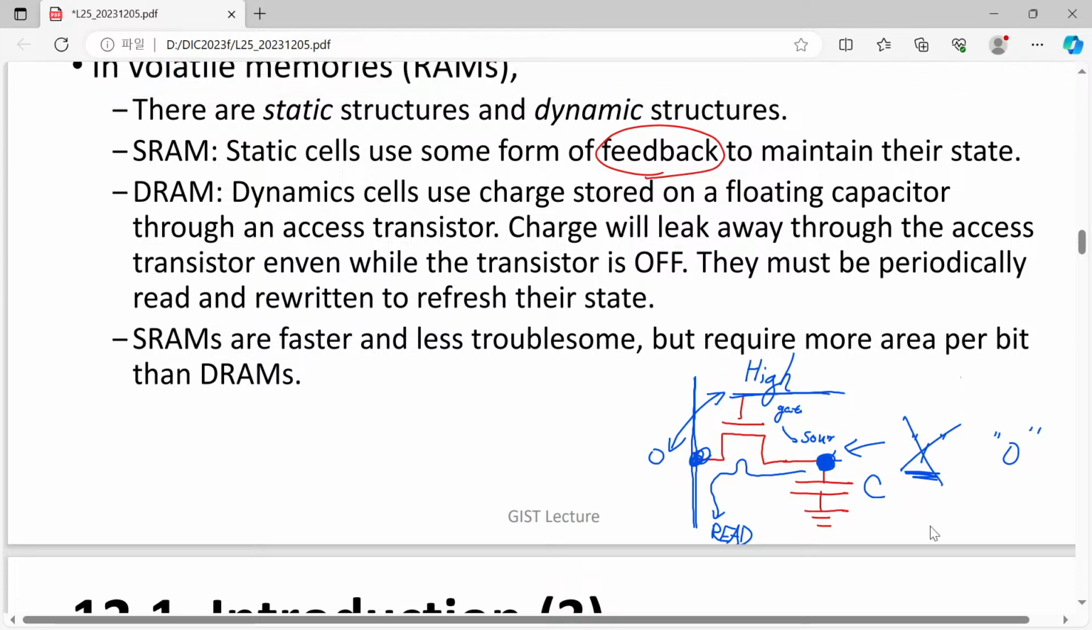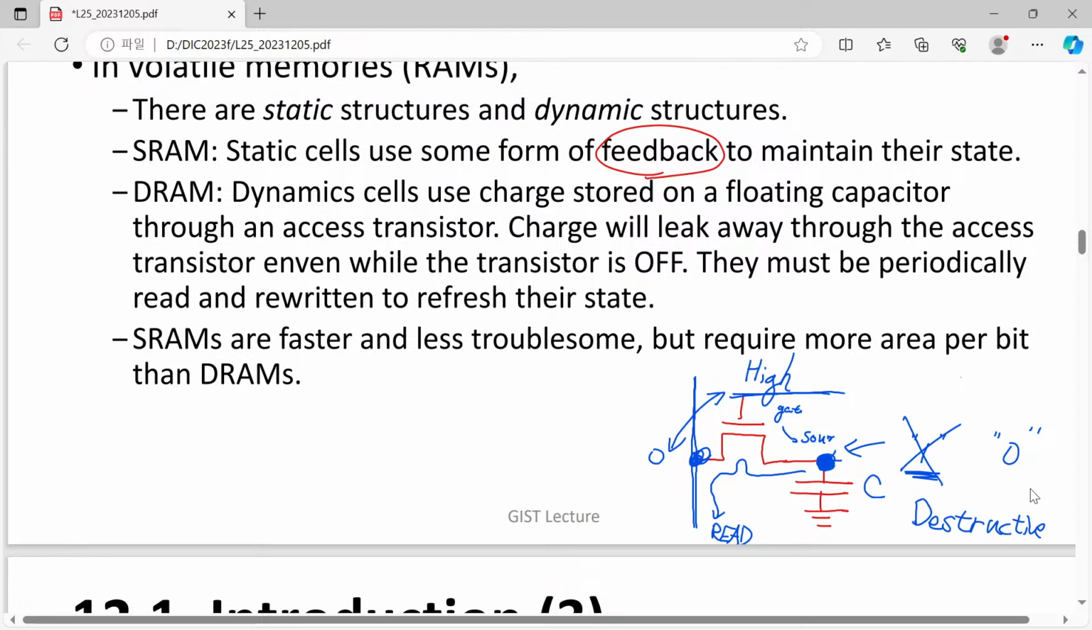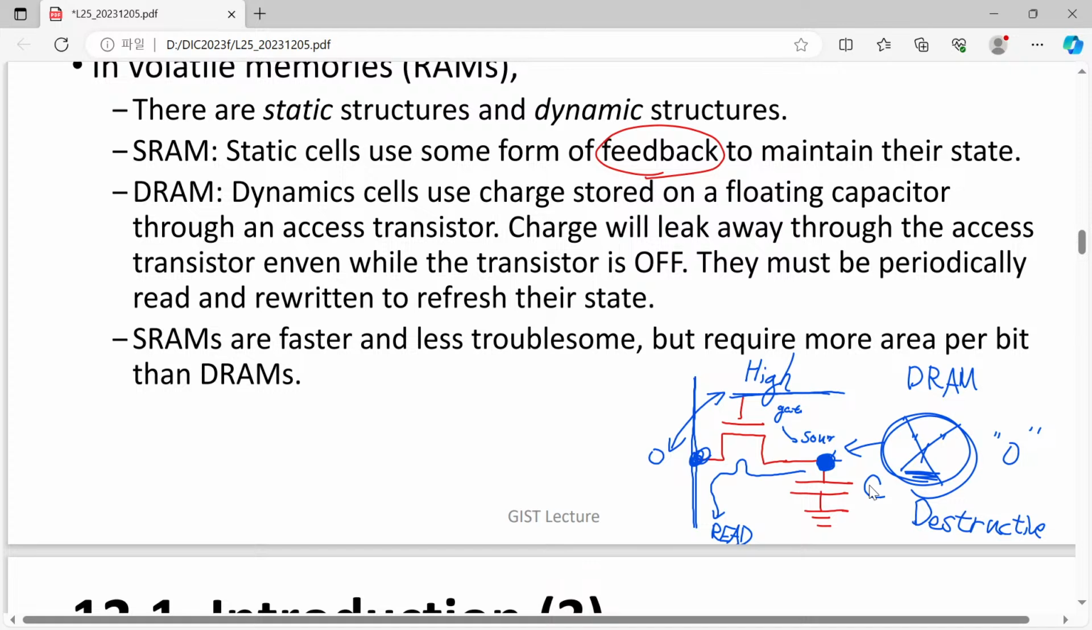So once again, this read is really destructive. You destroy your current information and then get the current value. So in the case of DRAM, you must write this read information once again. So okay, it was 1, but it was now lost, so I have to write 1 again. That is refresh and write. Okay, so yes, that is the one.